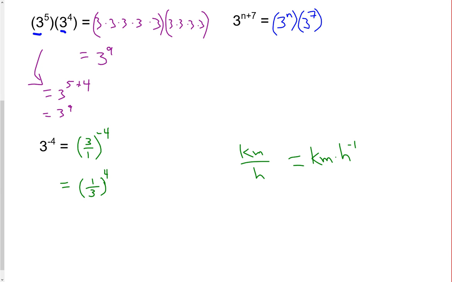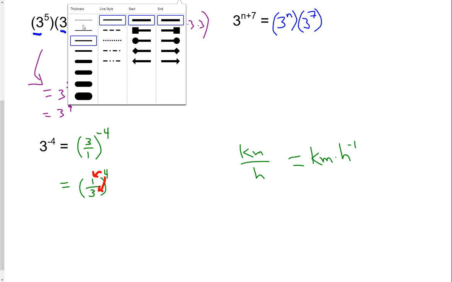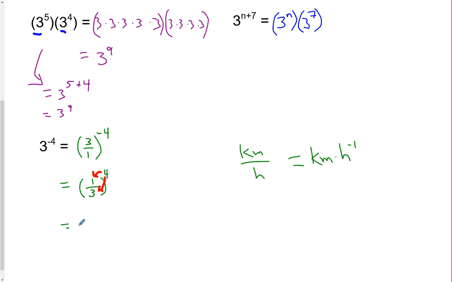And of course, I remember my other exponent rule said I can apply that exponent to the top and to the bottom. So this would end up being 1 to the power 4 over 3 to the power 4. So 1 to the power 4 is just 1, 1 times 1 times 1 times 1. 3 to the power 4 is 81.